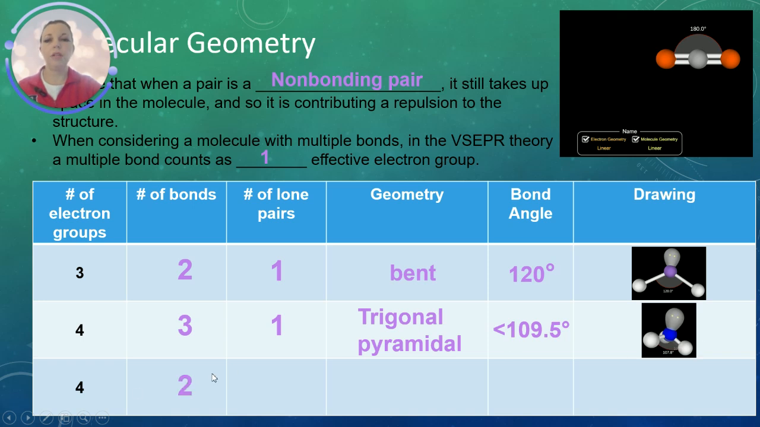So there you go. And then if you have 2 bonds and 2 lone pairs, that geometry is called bent, okay, again, but it's got a different bond angle. This one is again slightly less than 109.5. So we're going to talk about that.